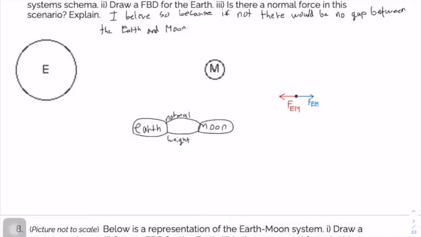Okay, so no normal force. So we should not have 2 arrows, but I do like that they have them oriented correctly. And then if we look at the part 3, is there a normal force? I believe so, because if not, there would be no gap between the Earth and the Moon? I'm not sure I understand this because I think there is a gap between the Earth and the Moon. The atmosphere and a whole lot of space. So.